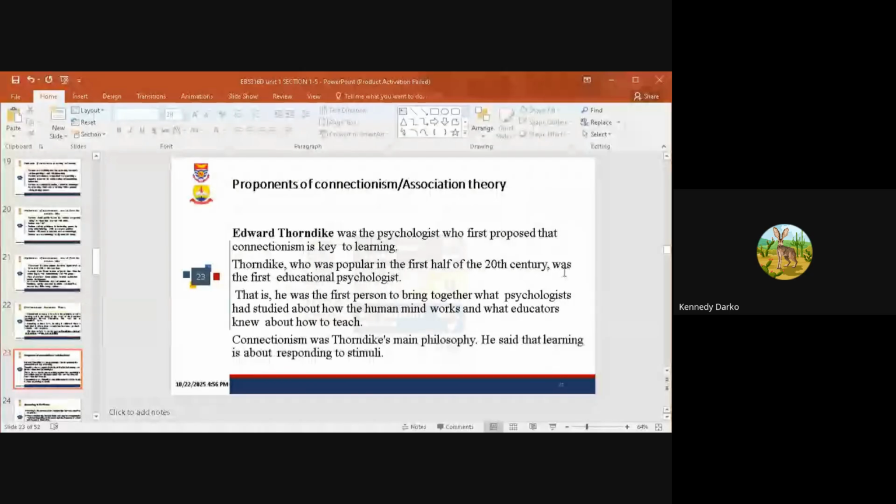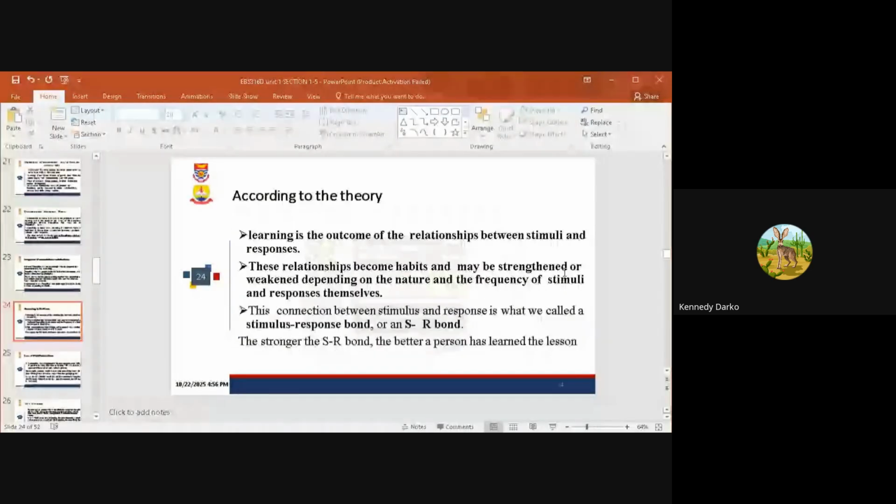We should know it so that we don't go and give something at this level to a JHS student or primary student. No. Connectionism was Thorndike's main philosophy. He said that learning is about responding to stimuli. According to the theory, learning is the outcome of a relationship between stimuli and response. So once I am learning, what I need to get is through the stimuli and my responses. So the stimuli is me, the teacher, whatever I'm giving to you, at the end of the semester, I will take your response.